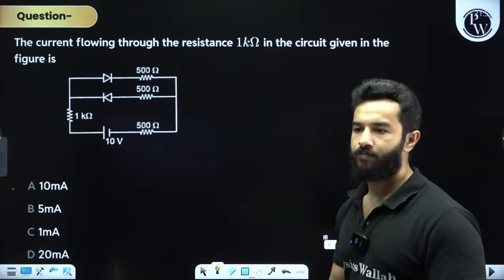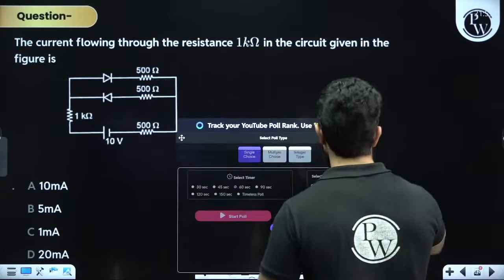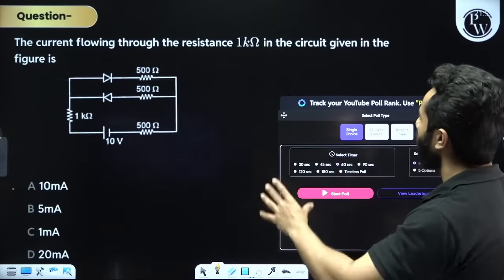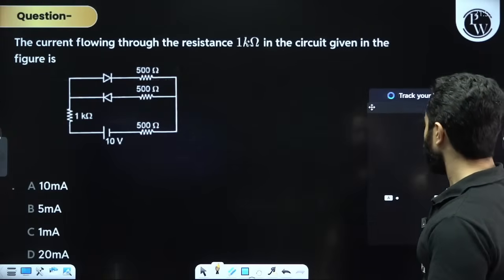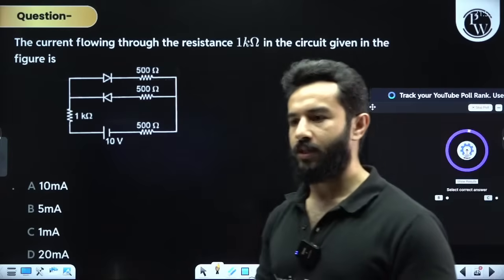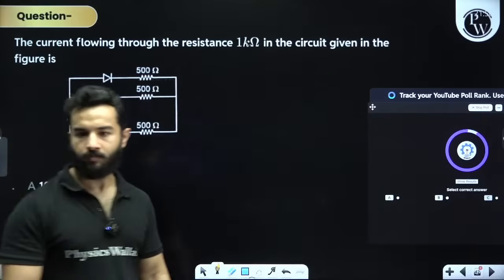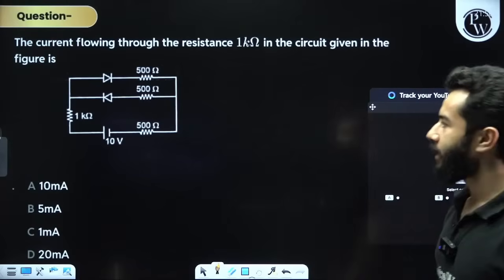Next question. You need to find out the current through the 1 kilo ohm resistance in the circuit given in the figure. Let's start. Be quick. Come on, you need to find out the current flowing in the circuit.